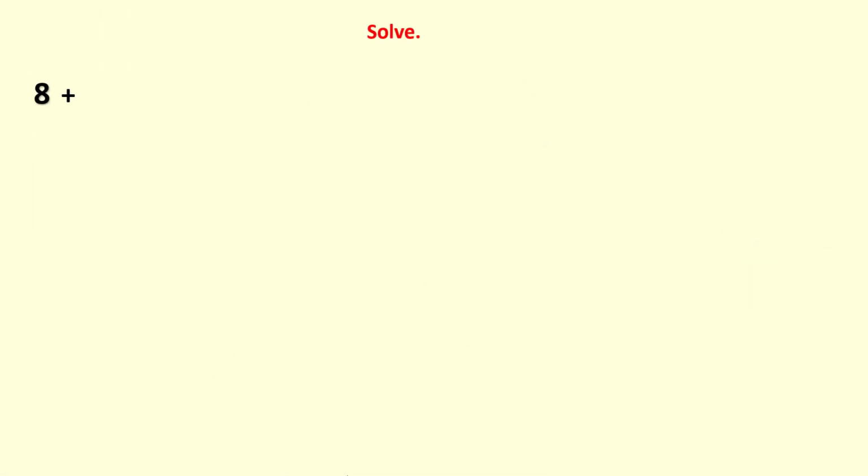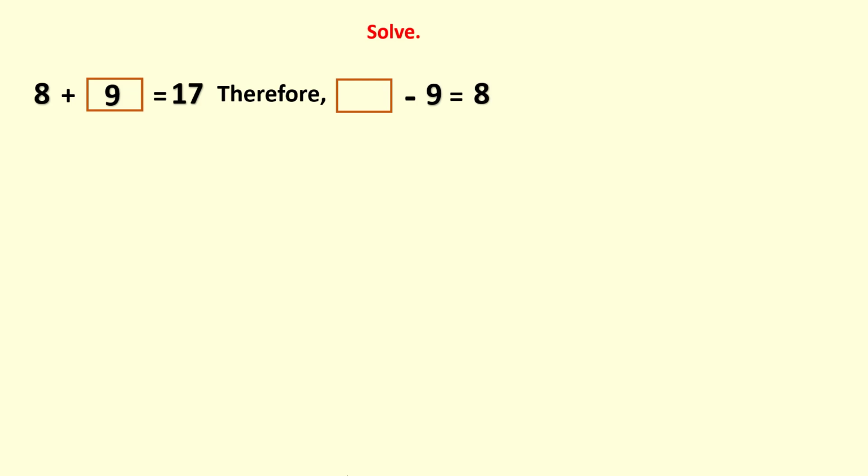Solve. 8 plus how many is equal to 17. Now we count forward from 8 up to 17 and we get the answer 9. Therefore, how many minus 9 is equal to 8? Look at this example. Only 3 numbers here, 8, 9 and 17. 9 and 8 are arranged, but 1 number is remaining. Which number is remaining? Yes, 17.